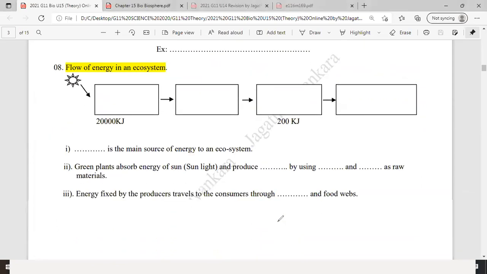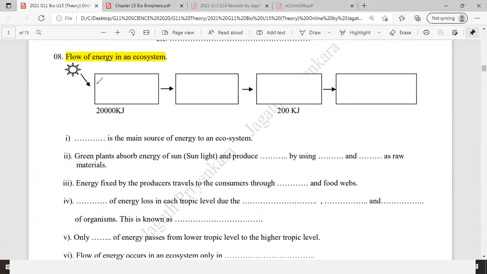The main source of energy to an ecosystem is what? Sun. The sun's energy is fixed by producers. So remember, there will always be a fixed percentage going to the next level from the previous level. That is 10%. 20,000 into 10% is what? Then it becomes 2000 kilojoules. Again, from 2000 only 10% goes to the next level. That is 200 kilojoules. From 200 also only 10% goes to the next level. Then you get 20 kilojoules.